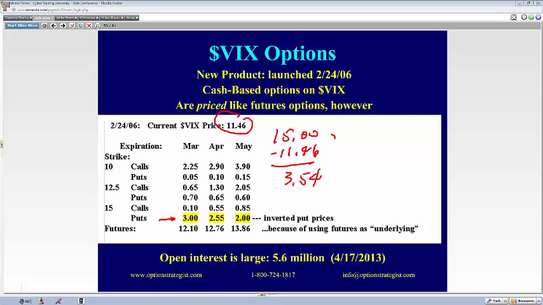With an American style option, which is the way regular stock options are, all the puts would have to be trading at $3.54 or more, otherwise there would be free arbitrage. So you look at these and you see the March 15 puts trading for 3. Well, that's well below 3.54. And then you see the April, it's trading at 2.55. That's a whole point below. And then the May is just $2.